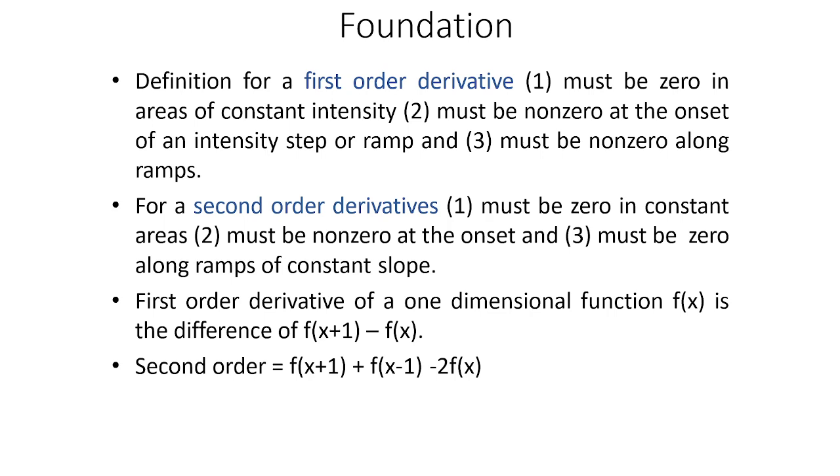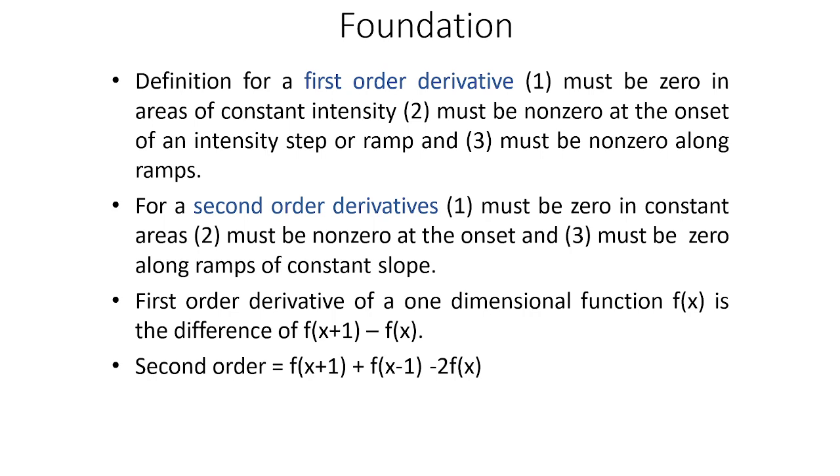If you are finding the pixel value difference with one set of neighboring location, then it is called a first order derivative. There are some rules for that. The difference value should be 0 in the areas of constant intensity, so all these conditions should be followed. The second condition, it must be non-zero at the onset of the intensity ramp or step, and it must be non-zero along the ramps.